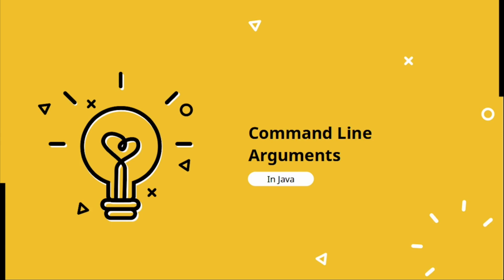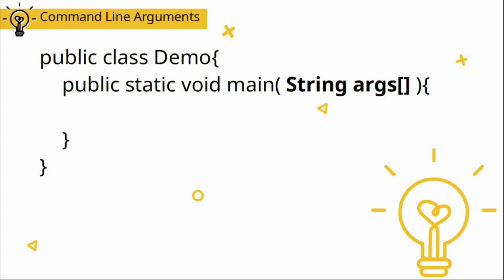In this video, we'll discuss command line arguments in Java. Command line arguments, as the name suggests, allow us to provide arguments to the main method via the command line while executing the program. This is useful when the program is run via a shell script or a batch file. In other words, we'll explore the use of String args in the main method.